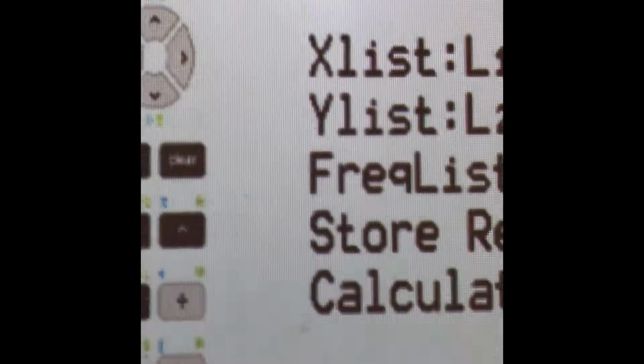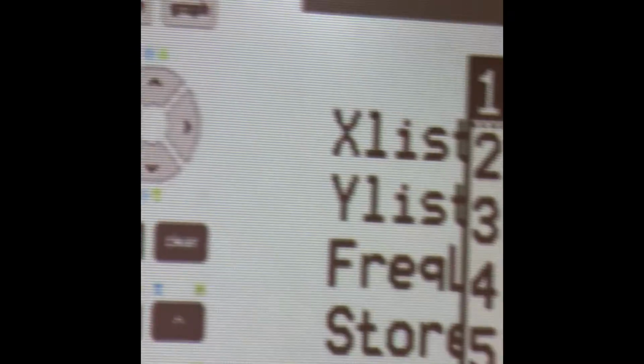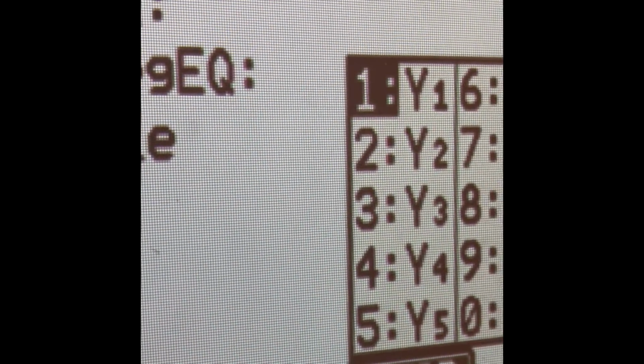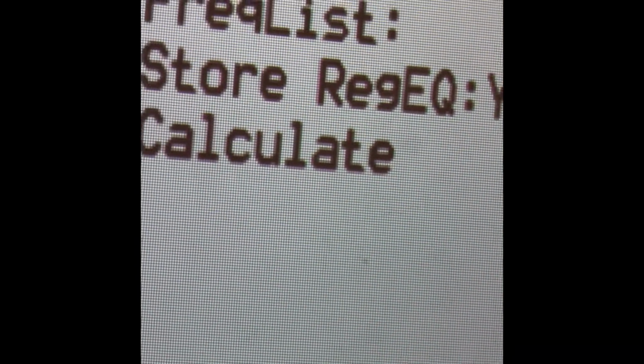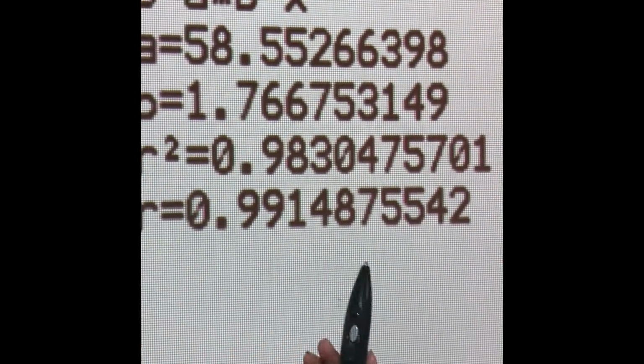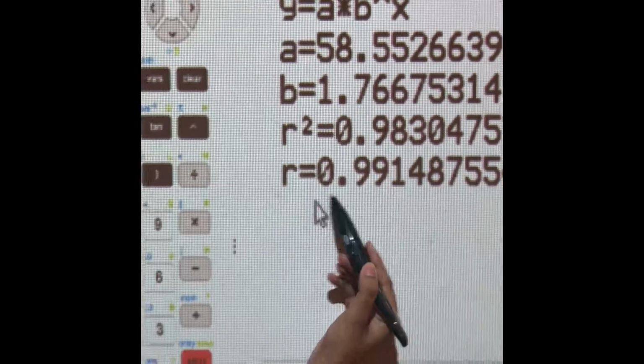The way you do this is you go to Alpha, Window, and Over. Once you get over, it should come up with y1. When it's on y1, click Enter, and then calculate. Once the equation shows up, look at your r squared. It'll show you how well the data fits your curve. Then look at the graph and see for yourself.